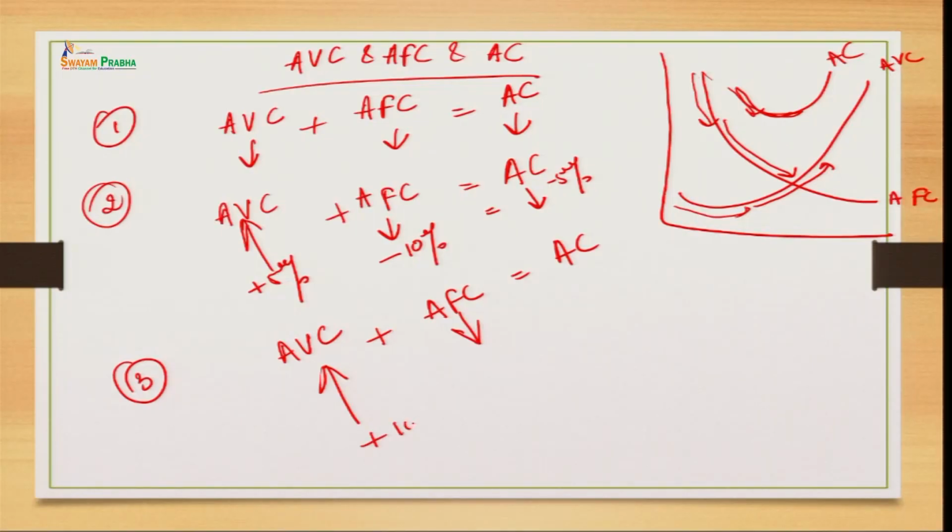Now average variable cost is increasing by 10% and average fixed cost is declining by 5%. Therefore, average cost will increase by 5%, right. So, this is how we establish the relationship between average fixed cost, average variable cost and average cost, how these cost curves are being defined, right.